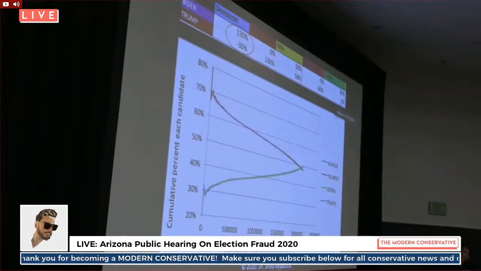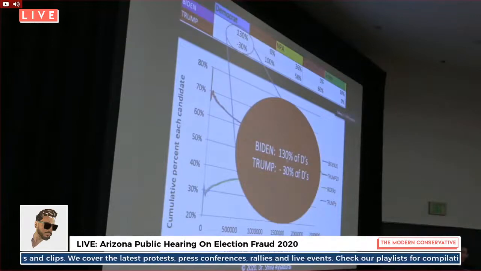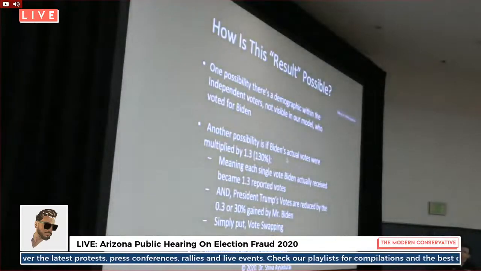But what's extraordinary about this graph, again, we went through many, many iterations, is that it matches near perfectly. The slopes match, the curves match, the shape matches. So what this tells us is that this demographic distribution of allocation of party affiliations is what can generate this. And I find it highly implausible, because this means that Mr. Biden got 130% of Democrat voters and President Trump got negative 30%. So how is this possible? How is this quote unquote result possible?